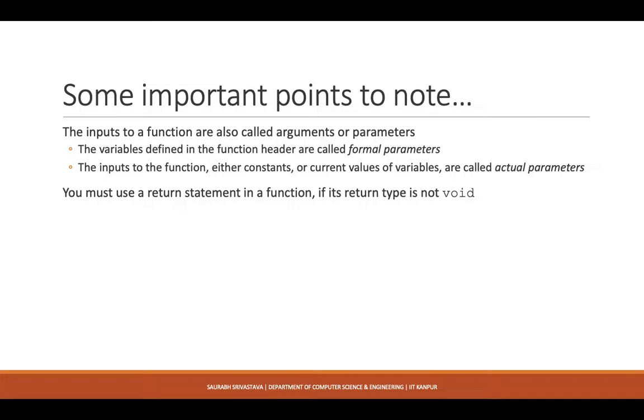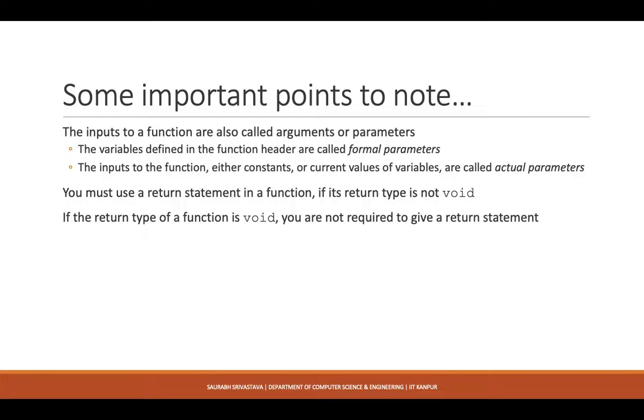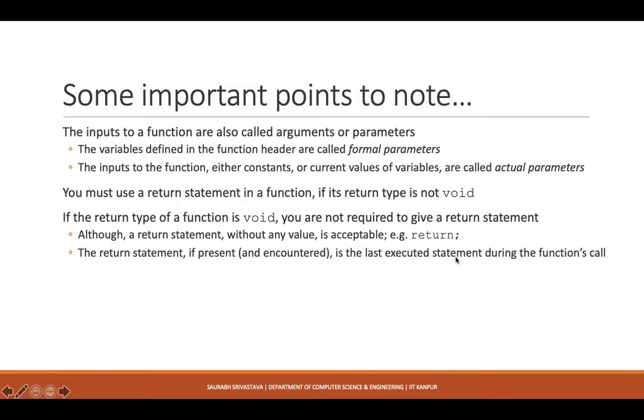Now you must use a return statement in a function if its type is not void. So this is necessary: if you are declaring the return type of a function to be non-void, then you are supposed to put a return statement in your function. If the return type of the function is void, you may or may not use a return statement. It's up to you. It's not required, but in certain cases you would probably like to do something like this. You put a return statement but you don't put a value, so you simply say return and semicolon.